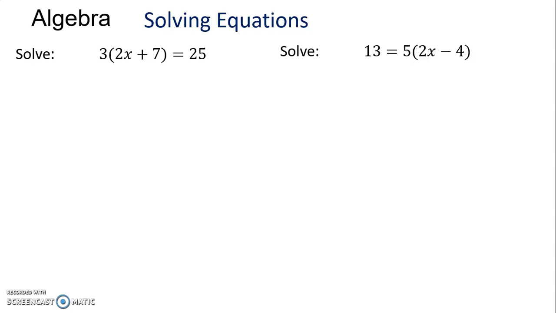Okay, so what we're going to do is expand the brackets first of all. So 3 lots of 2x is 6x, add 3 lots of 7, which is 21, and that is obviously still equal to 25. And now these look like the equations that we were solving before. So we're going to subtract 21 from both sides, and that gives me 6x is equal to 4. And so the next step is to divide by 6, but now we've got something awkward. We've got to do 4 divided by 6.